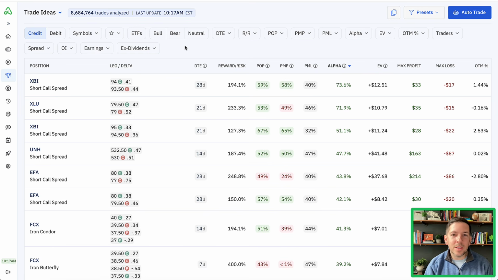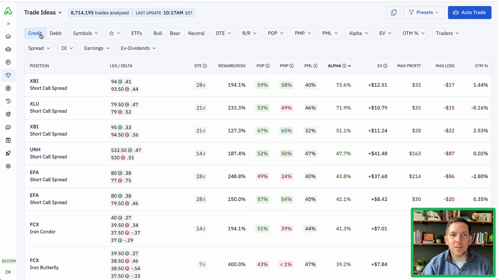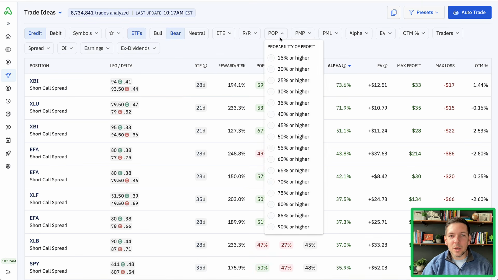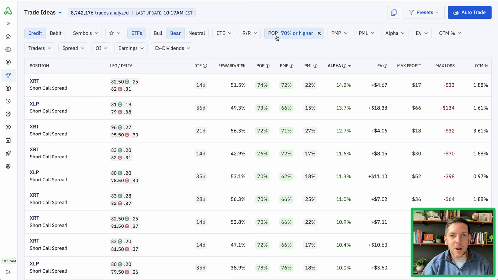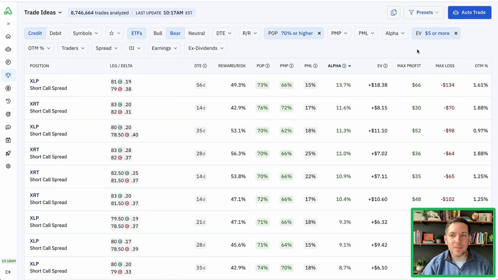Okay, so speaking of that, let's go back into trade ideas, and now let's start filtering for credit spread trades so that you can look at the differences between those. So again, by default, it's into credit. Like we said, you can choose to flip it over to debit spreads or credit spreads. Here we can look at credit spreads that are, let's say, bearish with ETFs. Let's look at probabilities of profit. Let's go even higher here. Let's say 70% probability of profit. And let's go with expected values that are at least $5 or more.